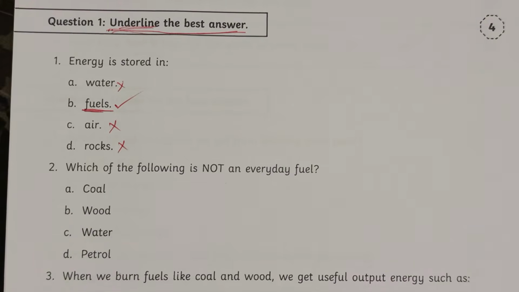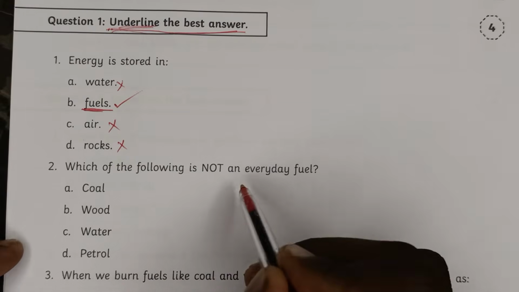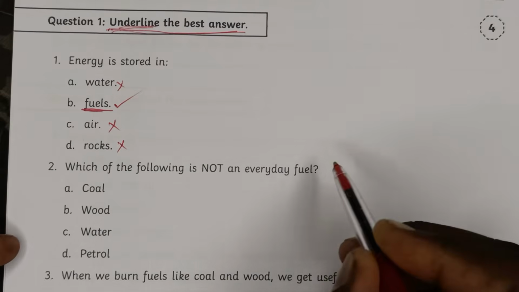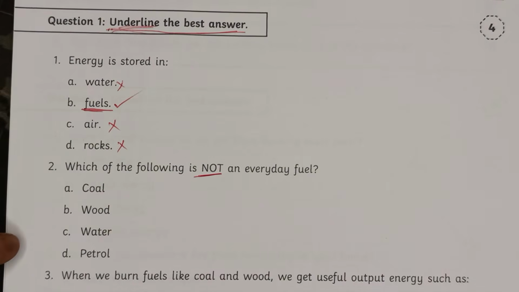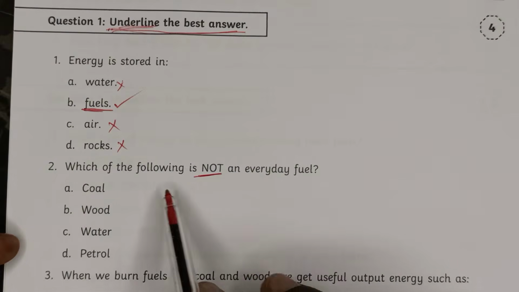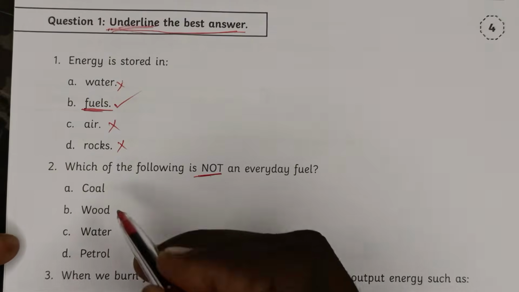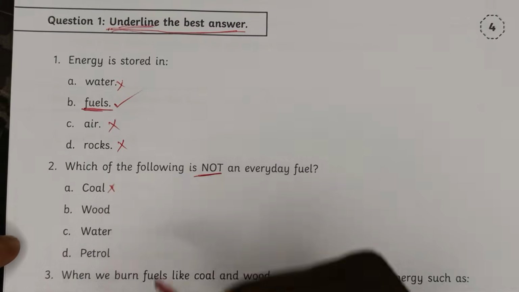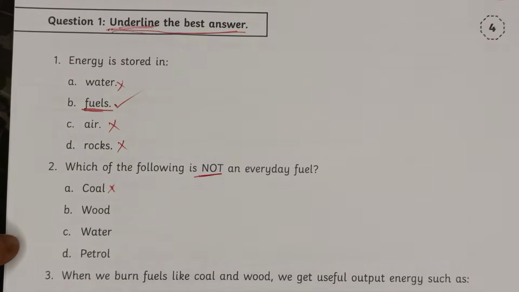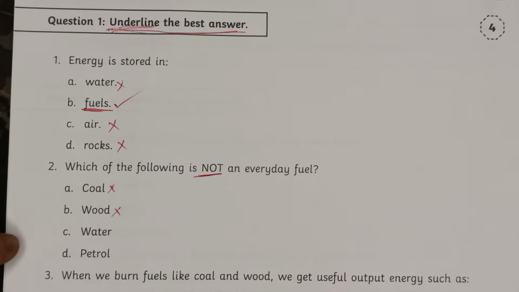All right, we move to question 2. Question 2 says, which of the following is not an everyday fuel? So here the trick is in the word not. So you want something that is not an everyday fuel. Is coal an everyday fuel? Yes. So it is not the correct answer. Is wood an everyday fuel? Yes. So it is not a correct answer.